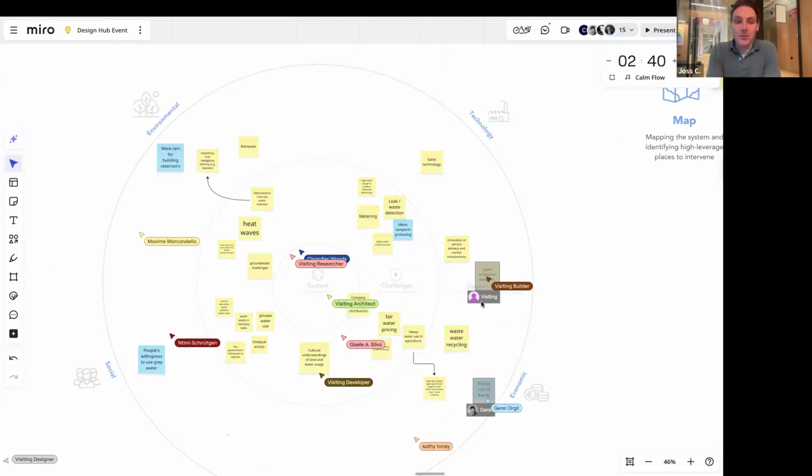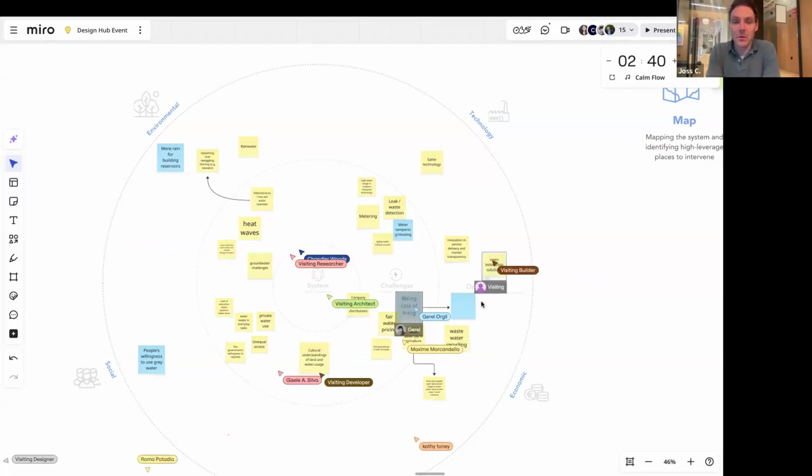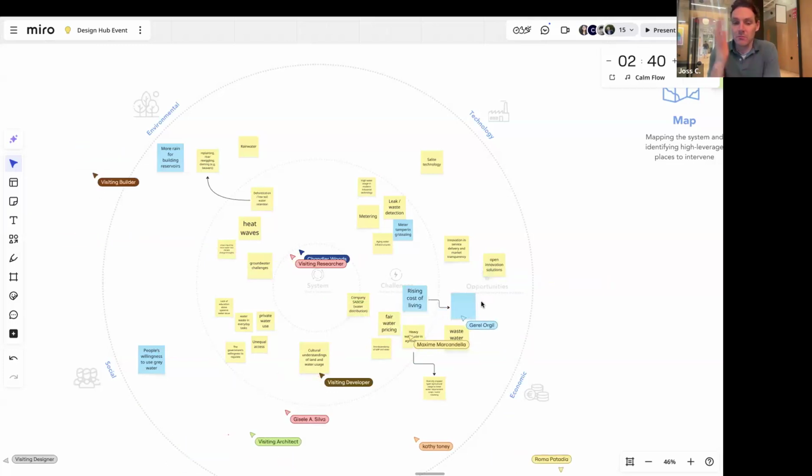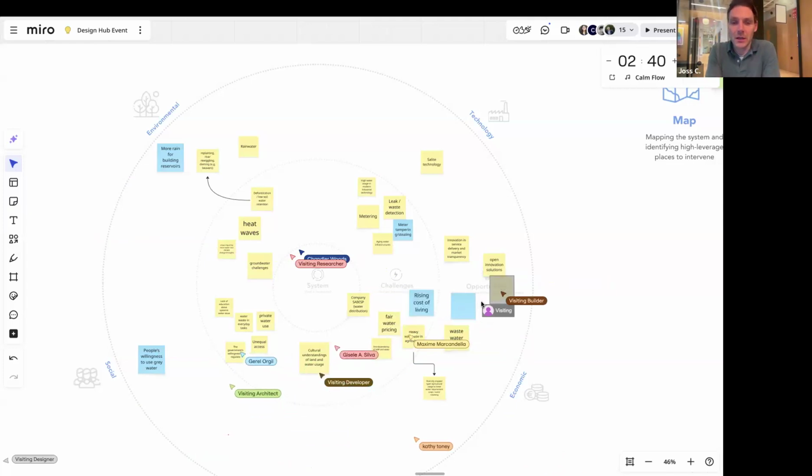Okay, so that was a super quick mapping activity. Of course, we would do a lot more research, a lot more user interviews and fieldwork and ethnographic studies and all sorts of things to bring in our learnings and understanding the system before we do this.